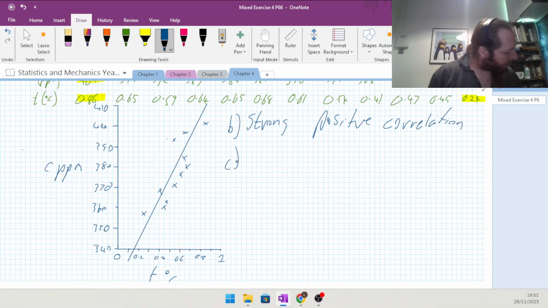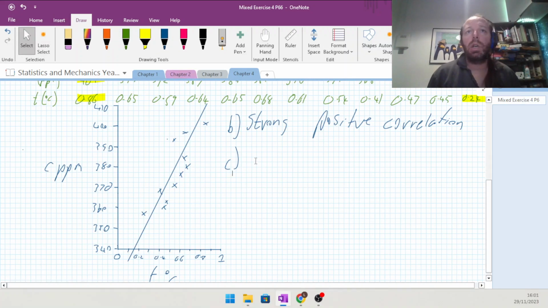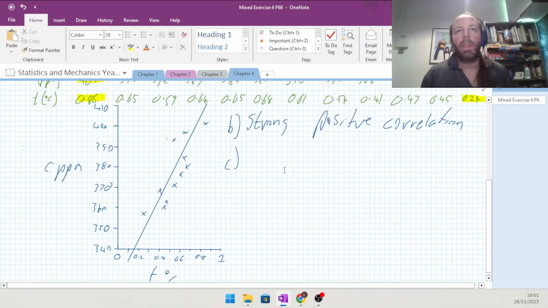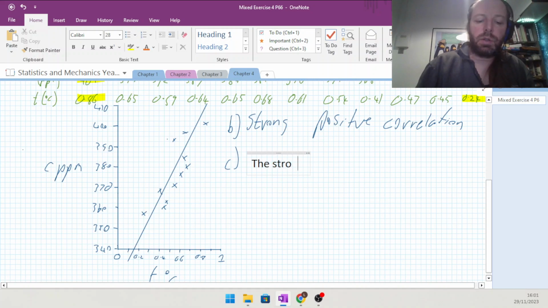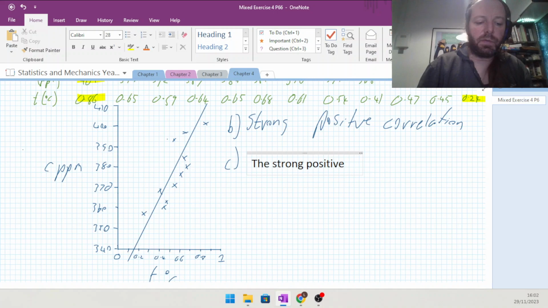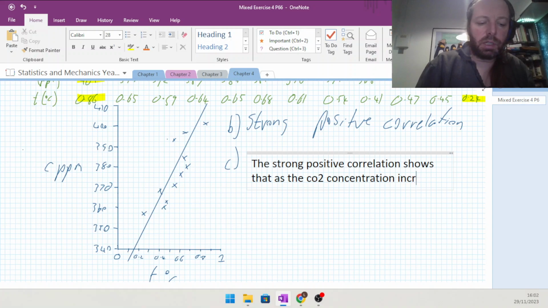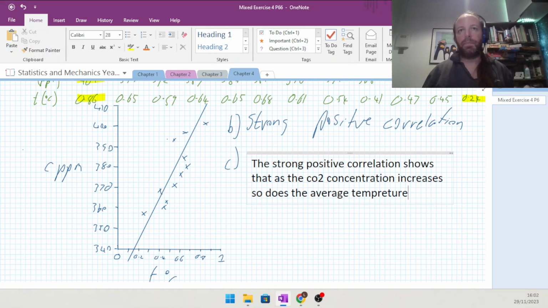Part C, interpret your answer to part B. Okay, so simply put, the strong positive correlation shows that as the CO2 concentration increases, so does the average temperature. That's it. Okay.